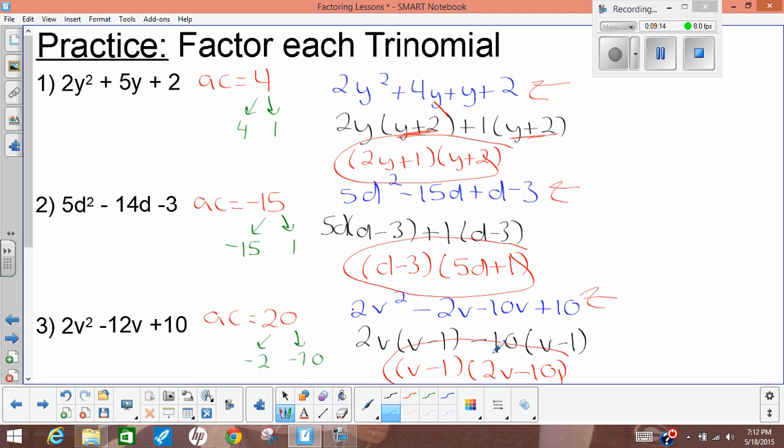And the last one, negative 10v and plus 10, if I factor the beginning first, I know I need to end up with v minus 1. If I factor out a positive 10 here, I'm going to end up with v plus 1. So I can manipulate this by saying my greatest common factor is negative 10. I'll factor out negative 10 so that this is v minus 1.